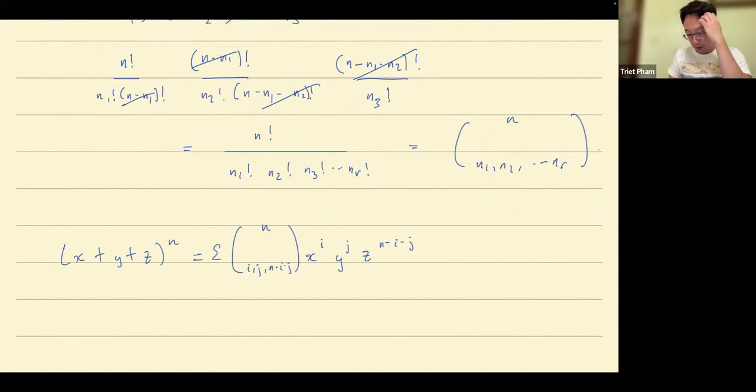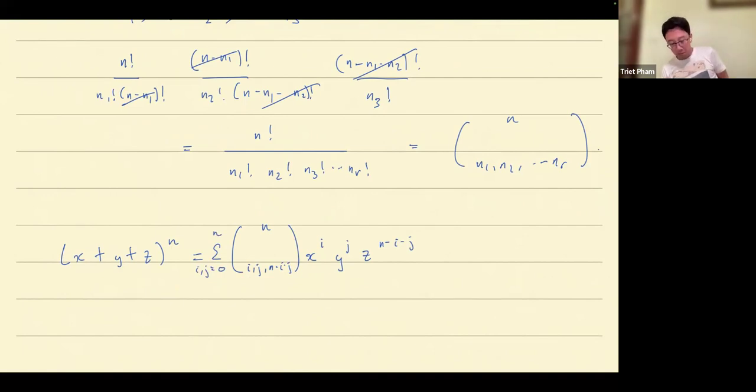Like that, right? Where i, j runs from 0 to n. Okay. Any question about this?